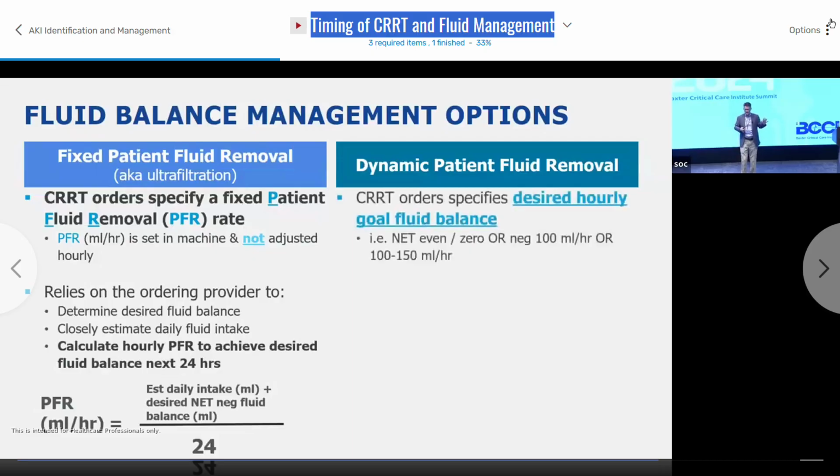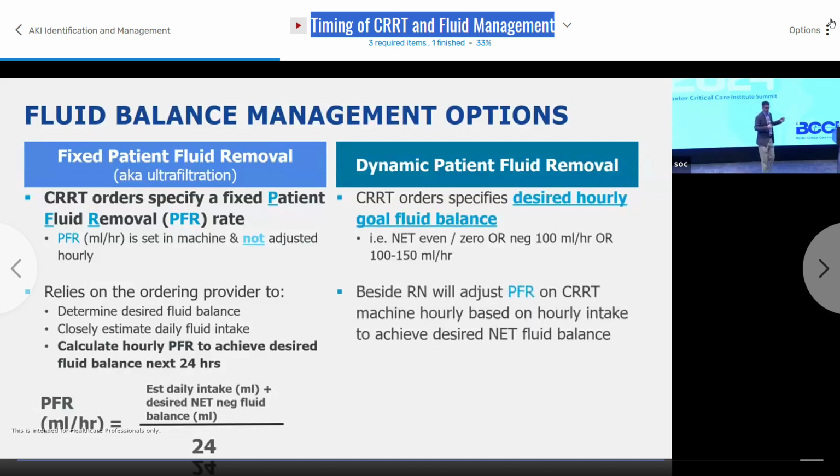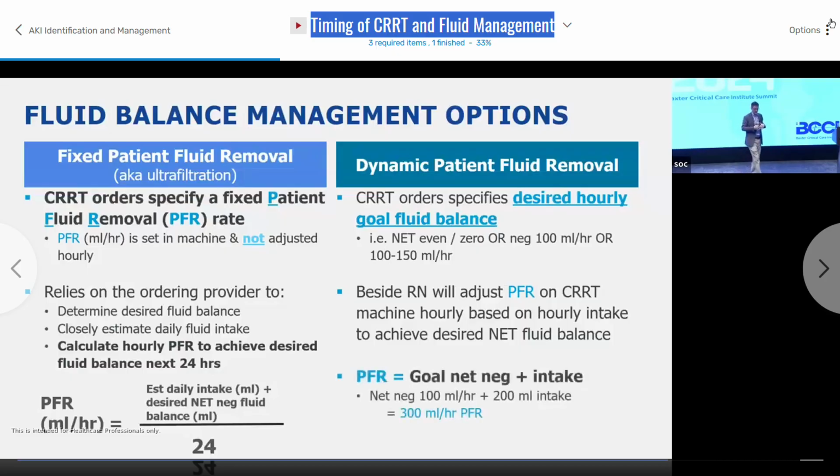Not particularly good. So we use this dynamic approach where the orders specify a desired fluid balance goal for that hour, okay? So we say we want the patient to be net even or net zero or net negative 50 or 100, or we may put a range in there so that we don't have to change the orders every 5 seconds, okay? The bedside nurse will adjust the PFR on the CRRT based on math that she or he will do at the bedside based on how much they're giving every hour, okay?